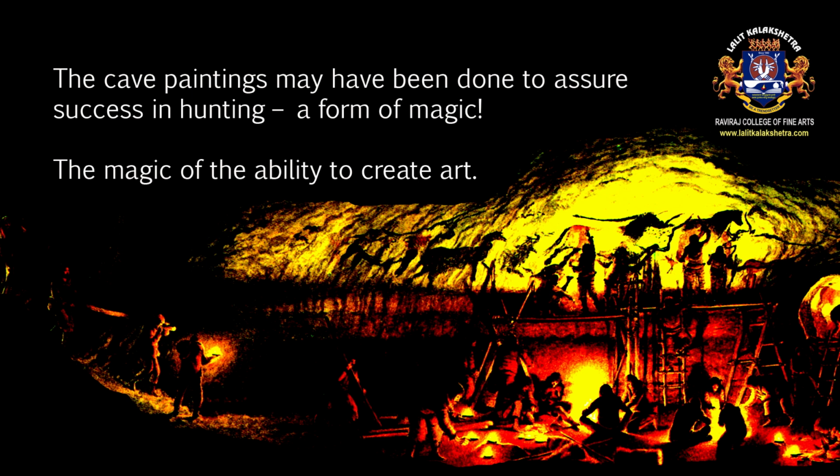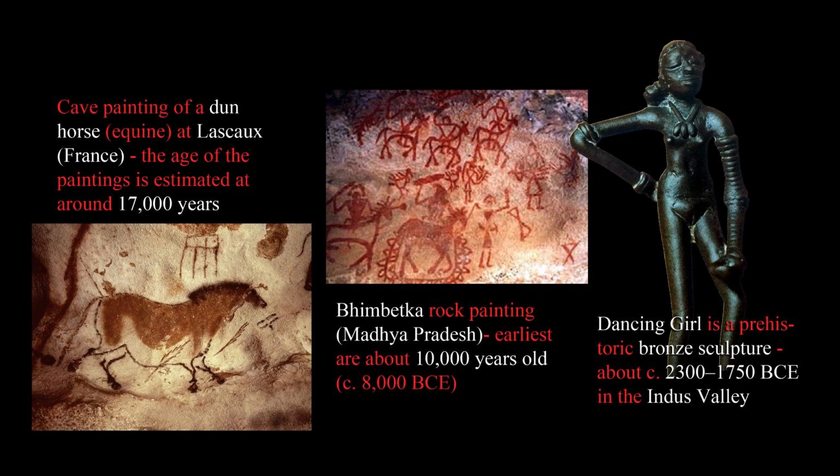But why the figure sculptures? Perhaps to serve as fertility fetishes. Cave painting of a dun horse, equine, at Lascaux, France. The age of the paintings is estimated at around 17,000 years.